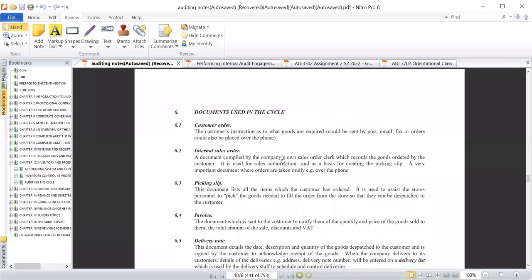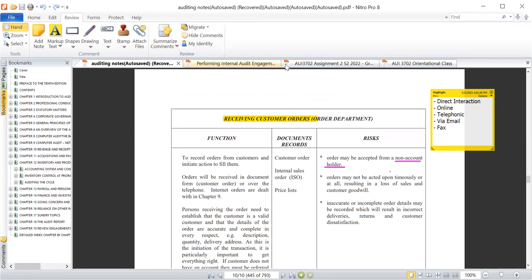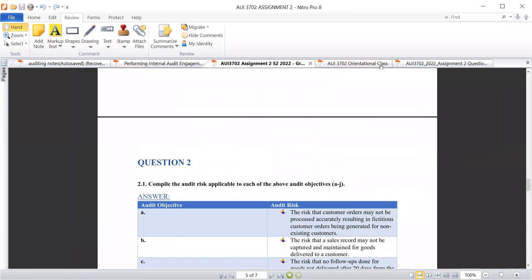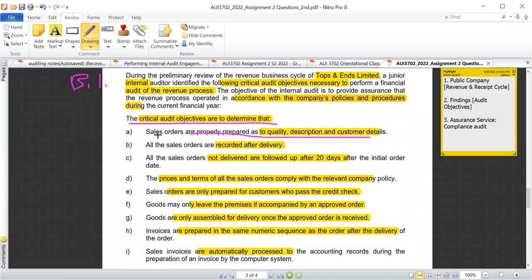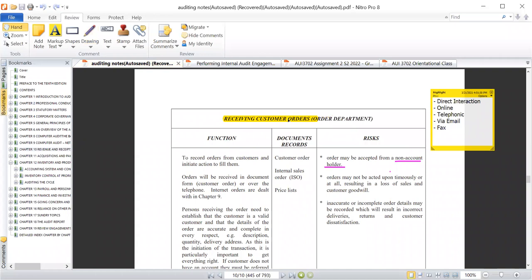Right. So, for example, if I'm looking at the context of our question in the assignment, and at this first audit objective that we're given, sales orders are properly prepared as to quality, description, and customer details. The moment I'm seeing a sales order, guys, if I go into the revenue and receipt cycle, I'm dealing with receiving customer orders. Do you agree with me there? I need your interaction. Do you guys agree with me there? Yes or no?